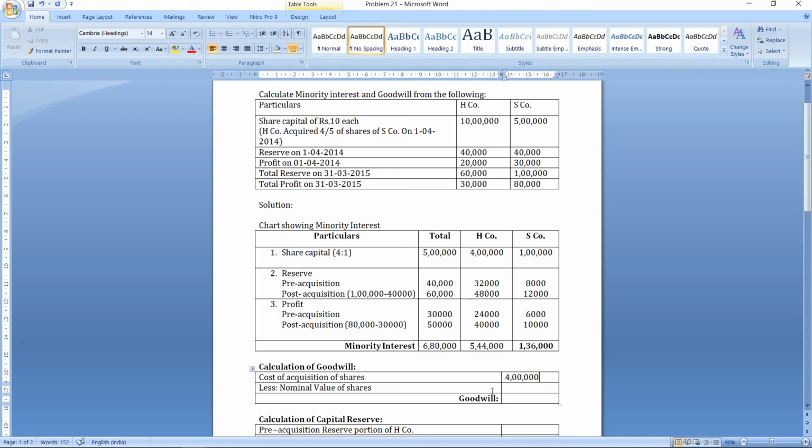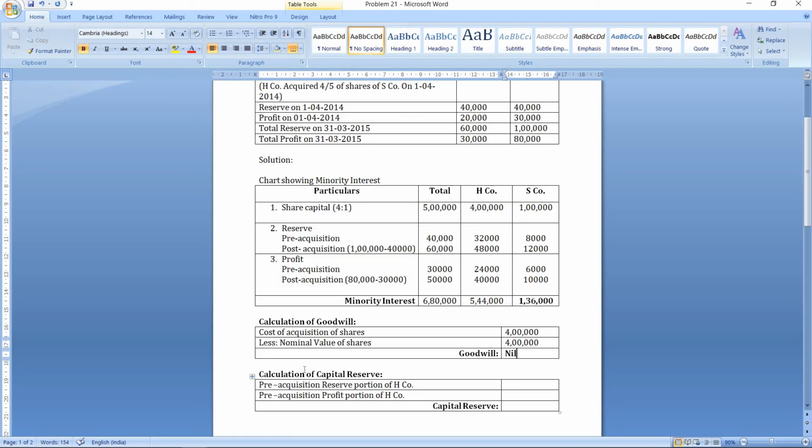Less nominal value of shares. Because no other information is given, you have to consider this only as the nominal value. So that is 4 lakhs. So your goodwill is nil. There is no goodwill. Shares are acquired at their nominal value. Neither have you paid more for the shares nor less for the shares. So your goodwill is nil.